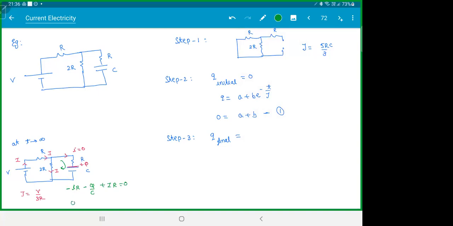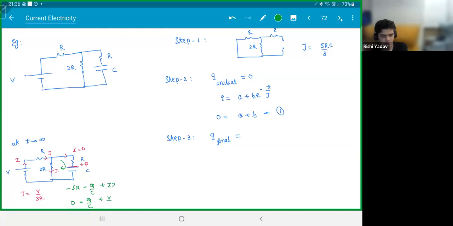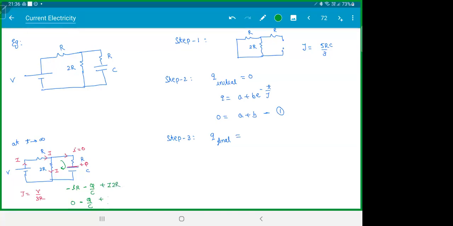So this term is 0, minus Q by C. I is V by 3R. So this will be, sorry, 2R, I into 2R. This will be 2V by 3. So we get Q is equal to 2CV by 3. This is the charge at infinity in steady state. This itself is a board level question in the exam. Find the charge on the capacitor at infinity. Please ask me if you're confused here. So Q final is 2CV by 3.